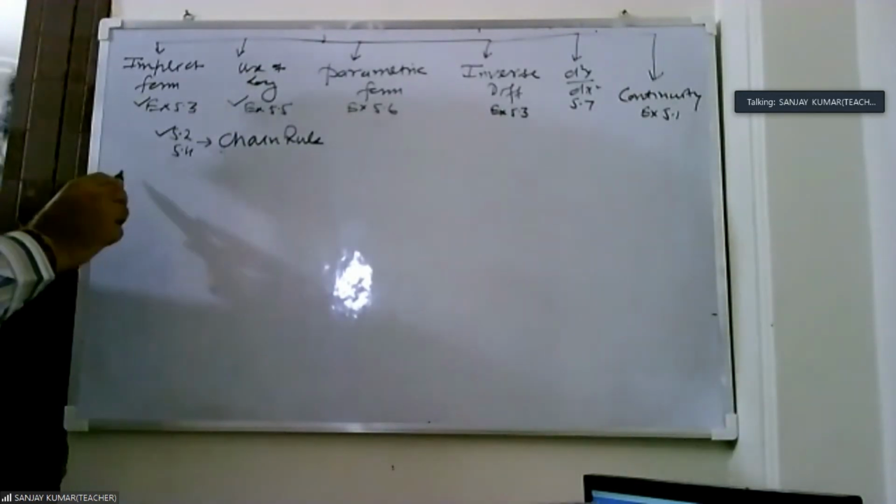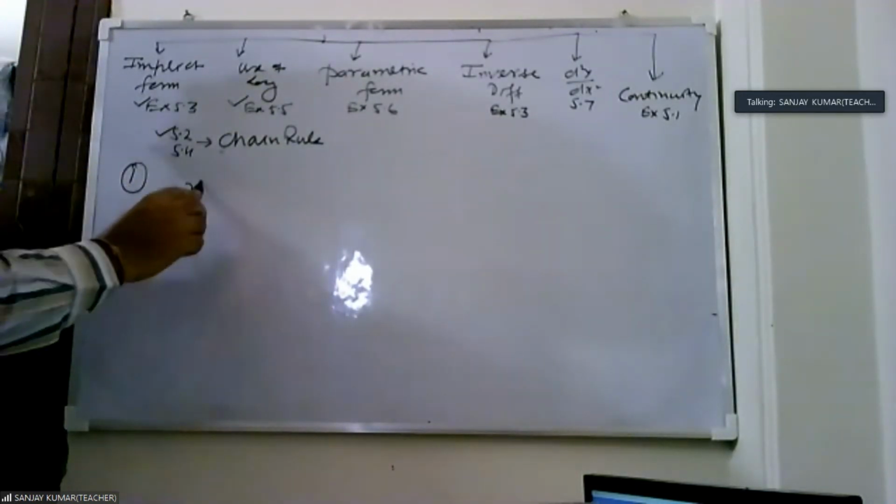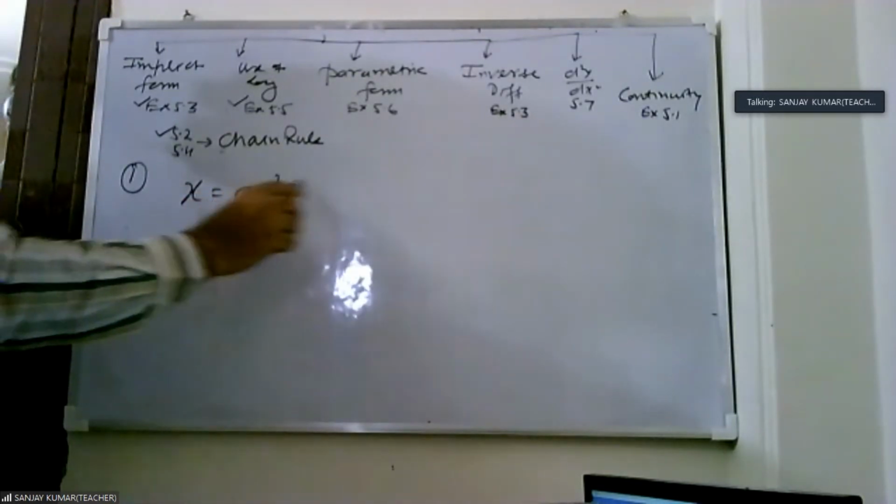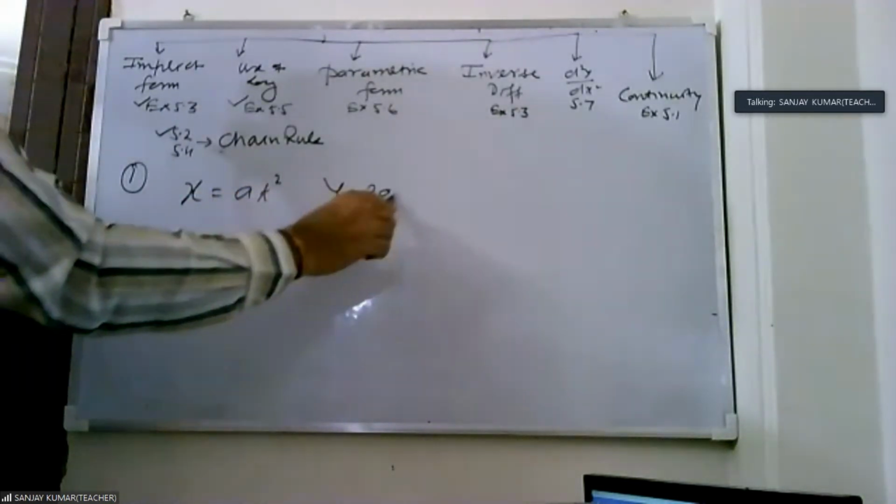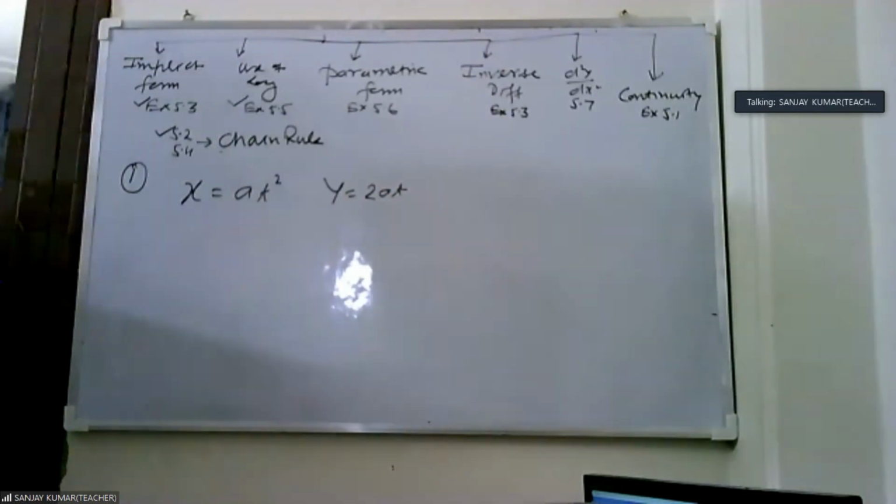Okay, they have given x equal to at squared, then y equal to 2at. They have not given one equation y equal to something.